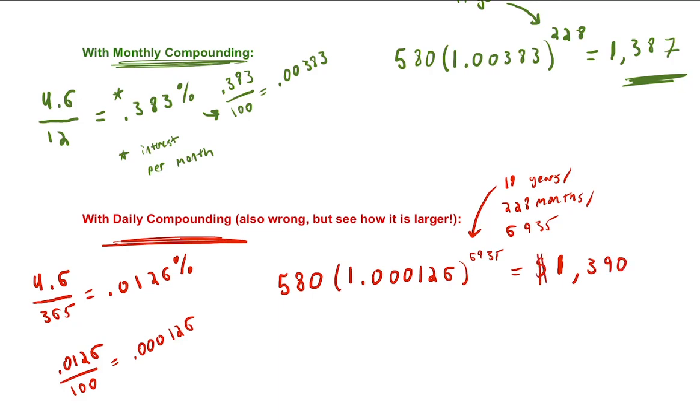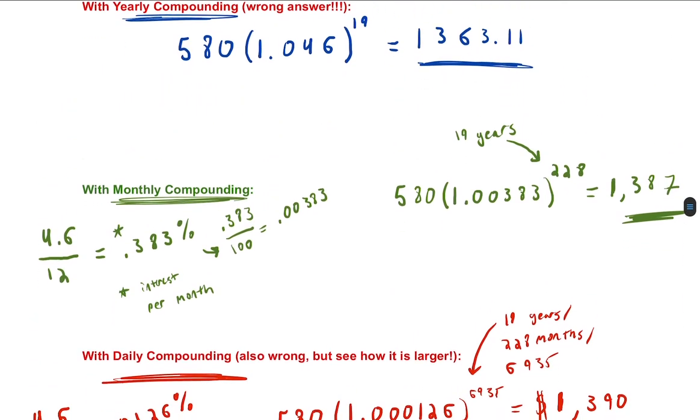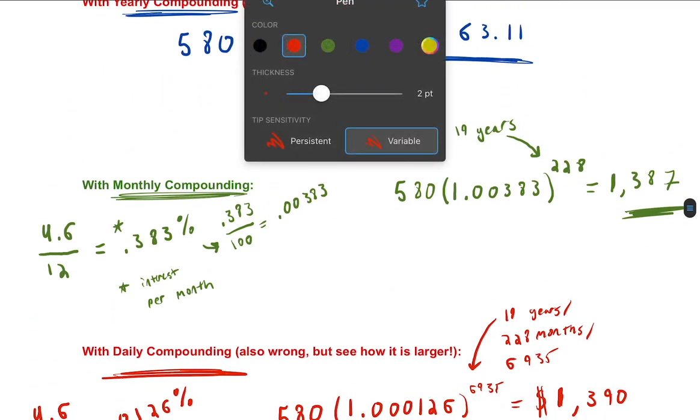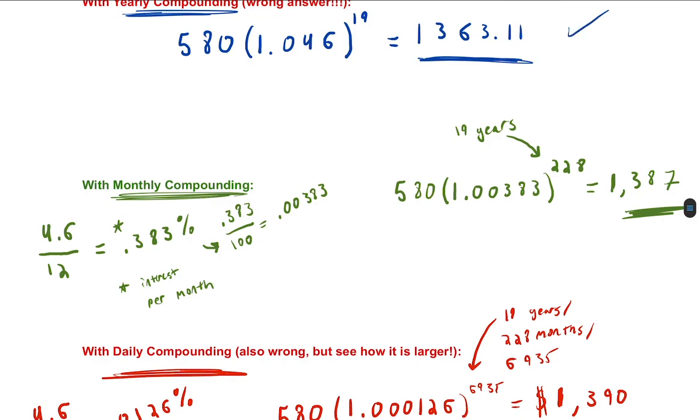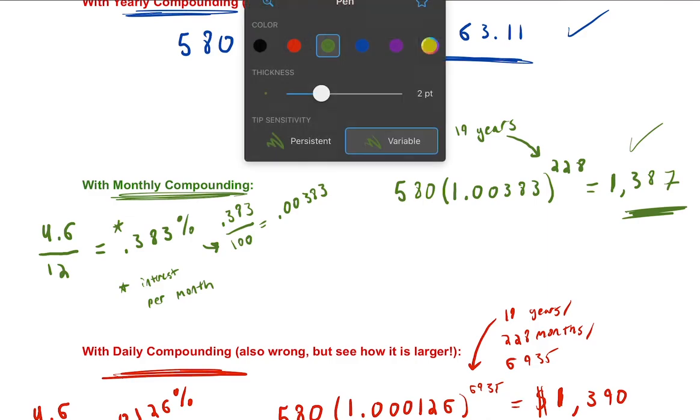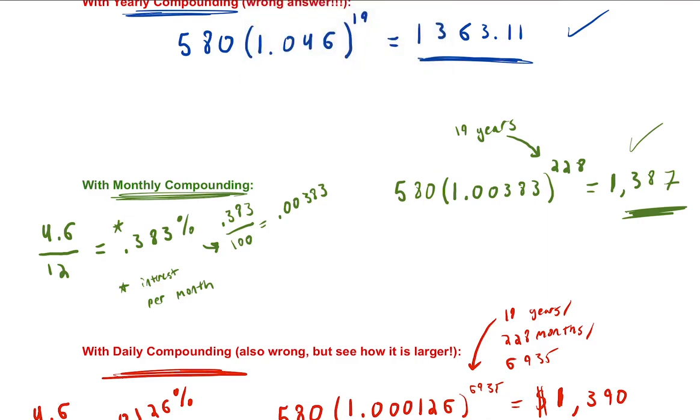Now, this was not the answer they asked for, but I just wanted to use this to show the point. Yearly compounding got us 1,363, monthly compounding got us 1,387, and daily compounding got us 1,390.